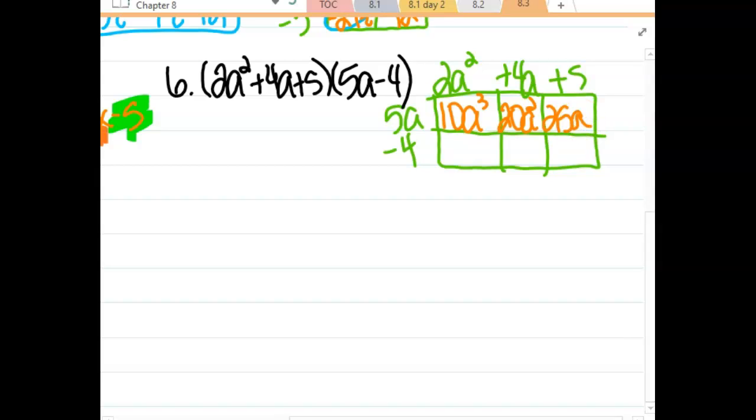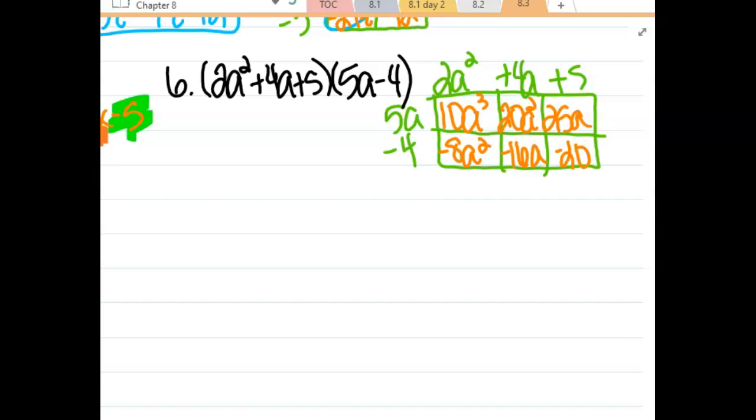Now that second row, we're going to multiply by negative 4. So negative 4 times 2a squared. Negative 4 times 2 would be negative 8a squared. Negative 4 times 4a. Negative 4 times 4 is negative 16a. And then that last box, negative 4 times 5 would be negative 20.